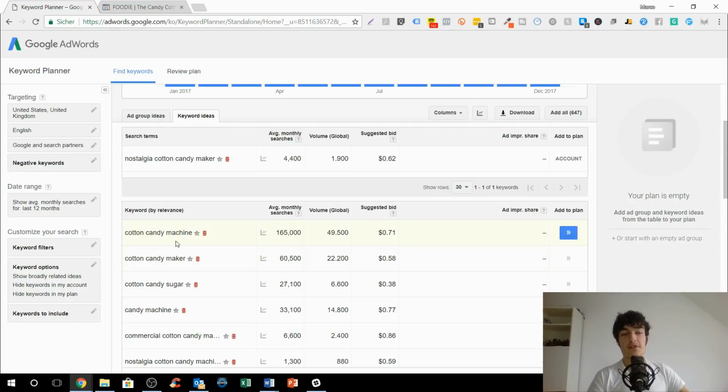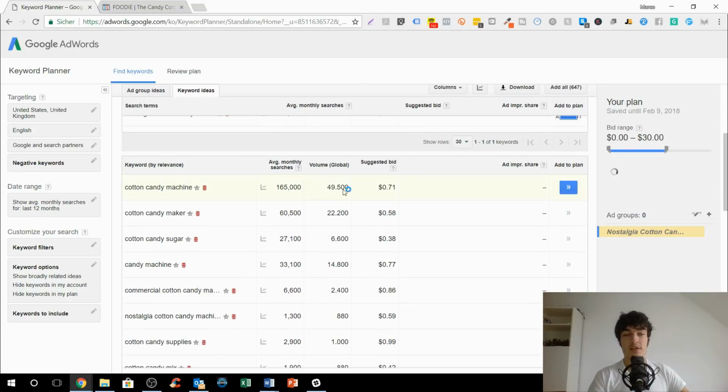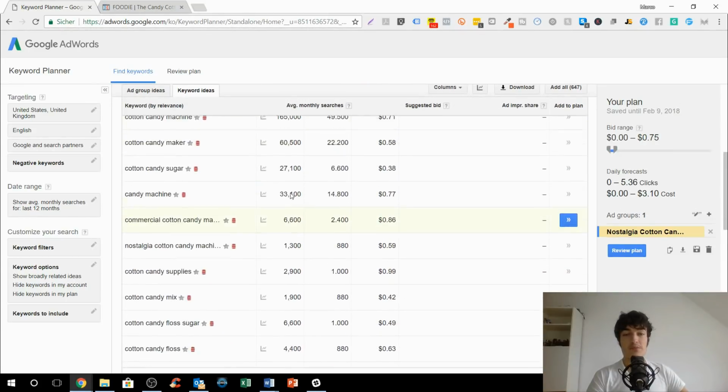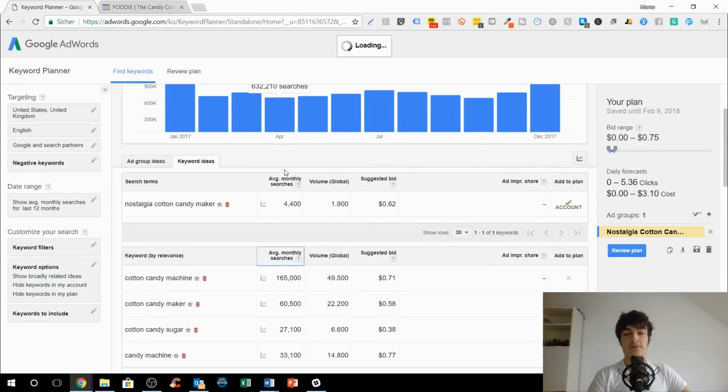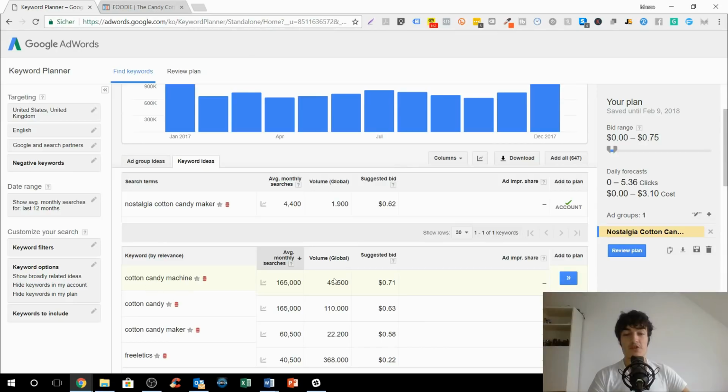So right here, we can see all kinds of terms, and this very first one here at the top is already one that we can definitely use, Nostalgia Cotton Candy Maker, which has 4,500 monthly searches and a pretty decent suggested bid. Now, the searches that will show up next could include all kinds of different things. So in this case here, for example, cotton candy machine is a very good one, even though it's really huge in terms of monthly searches. But let's just include this at this point.